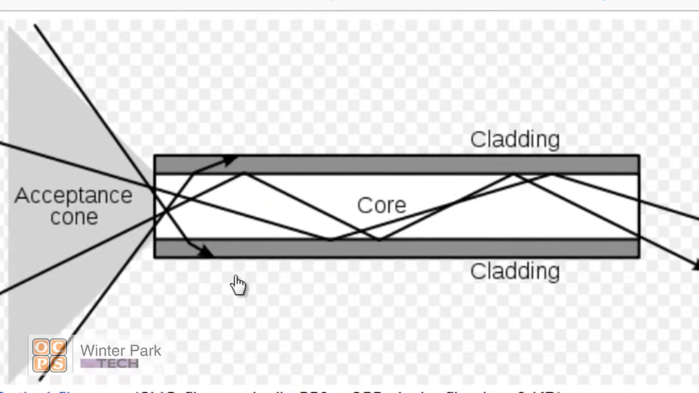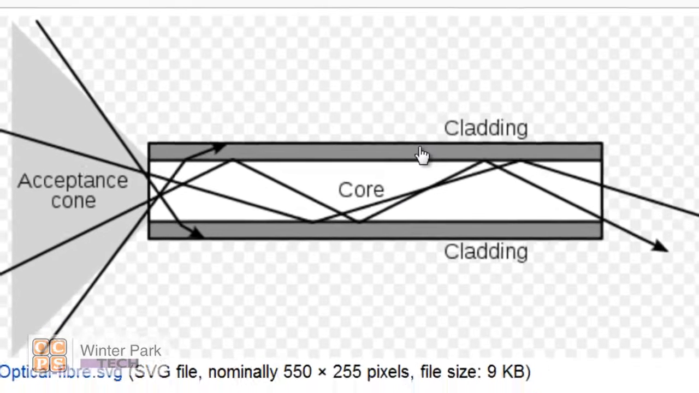Here are some of the basics of multi-mode. You can see the light source at this end called the acceptance cone. The light comes in and bounces throughout the glass tube that makes up the core. On the outside is the cladding, and it helps keep the light inside the small amount of glass that's inside.